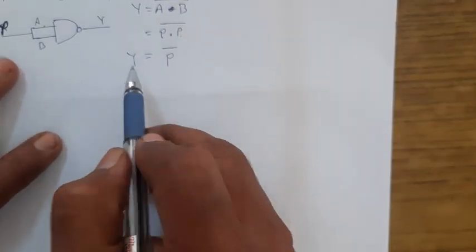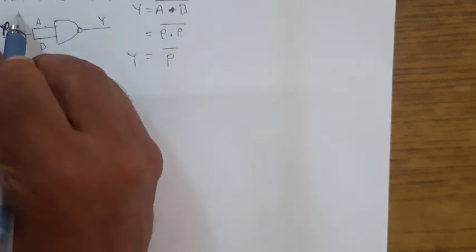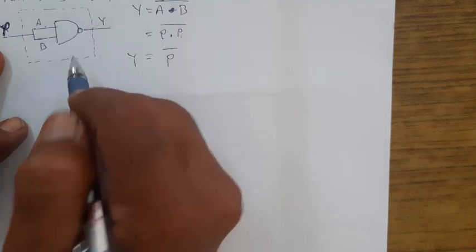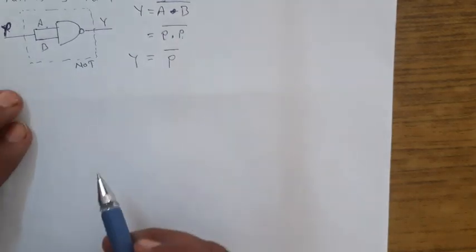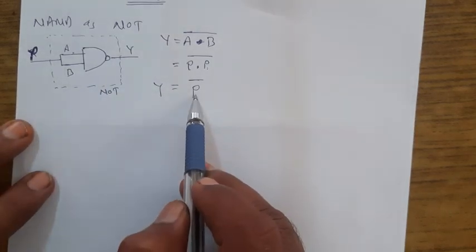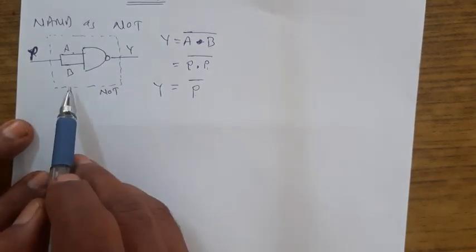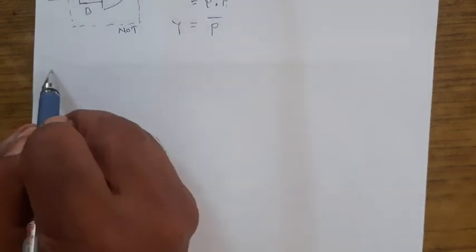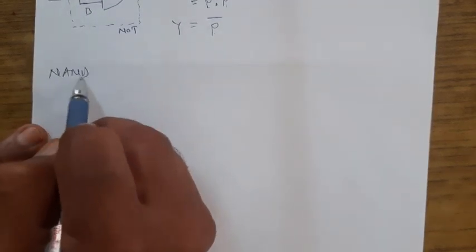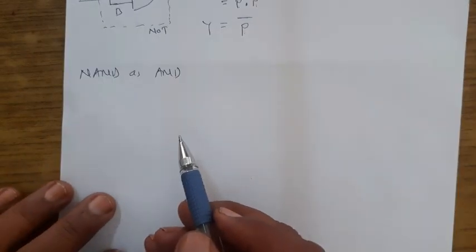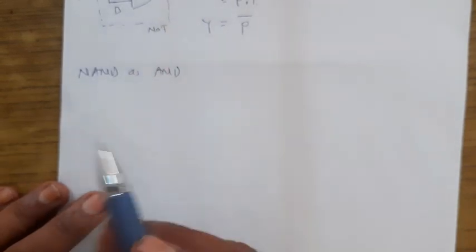Therefore, you will observe that Y is equal to P bar, and hence this combination or this circuit in dotted is nothing but the NOT gate. The input is P and output is complement of P. Therefore, this NAND gate is now behaving as a NOT gate for input P. It is very interesting. Now I will show you how the NAND gate will behave as AND gate. Now as we are aware about the NAND gate as NOT gate, now it is very simple.